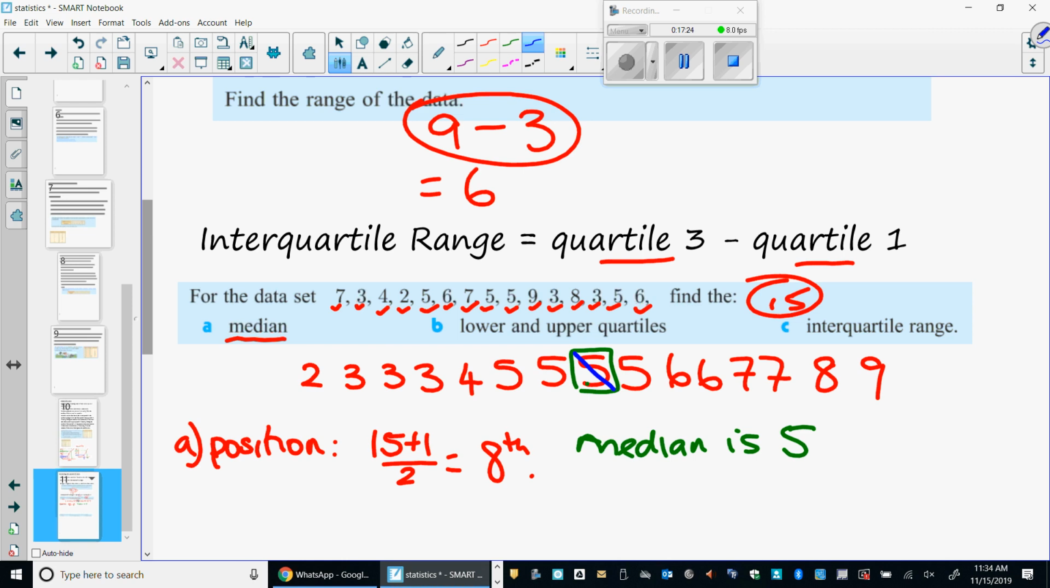So I need to find my median. The lower quartile and the upper quartile is the middle point of the bottom group and the middle point of the upper group.